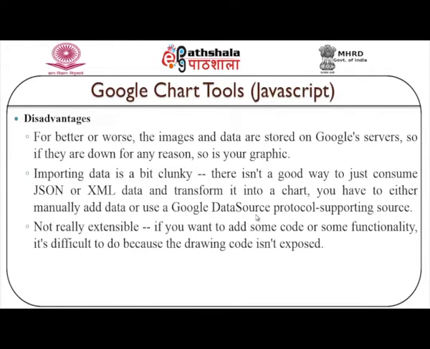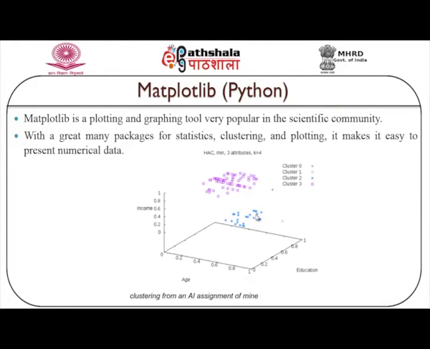Some of the disadvantages of Google Chart Tools are, for better or worse, images and data are stored on Google servers. So if they are down for any reason, your graphic will also be down. Importing data is a bit clunky. There isn't a good way to just consume the JSON or XML data and transform it into a chart. You have to either manually add data or use a Google Data Source Protocol supporting source. Also, it's not really extensible. If you want to add some code or some functionality, it's difficult to do because the drawing code is not being exposed.